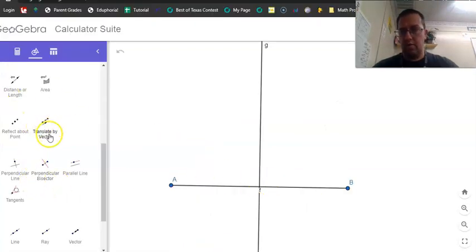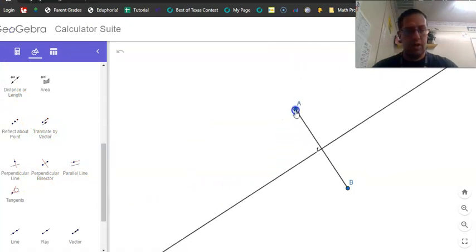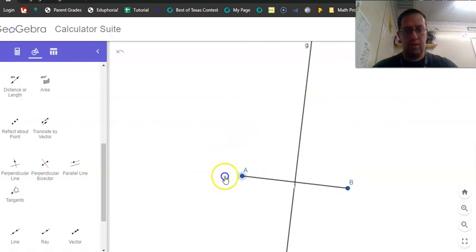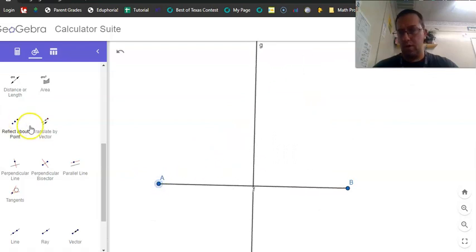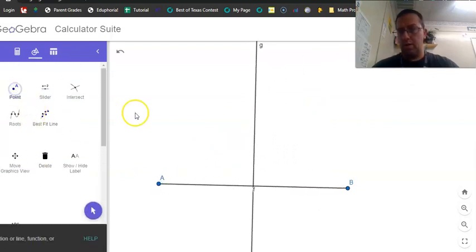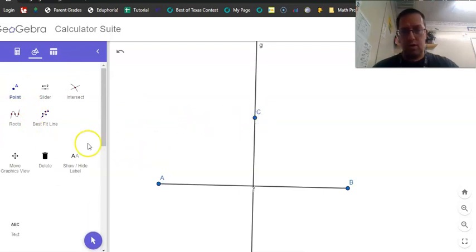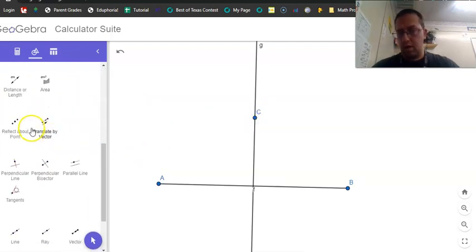Okay, so here I've used the perpendicular bisector tool to bisect segment AB. Notice when I move it, it stays there in the middle, always perpendicular. And again, we're going to look at distances. So I just want a point here. Let's just take a point right there. Why not? And where's my distance tool?